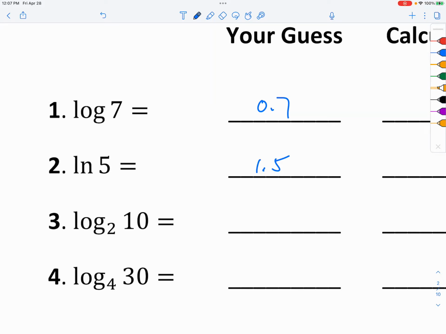Yes, we will use a calculator, but that doesn't mean you just let go of your brain and let the calculator do its thing. No. Because you use a calculator, your brain becomes even more important to assess the validity of your answer. What would you say about log base 2 of 10? Around 3.5-ish, sure. 3 point something. I like it a lot. What about log base 4 of 30?